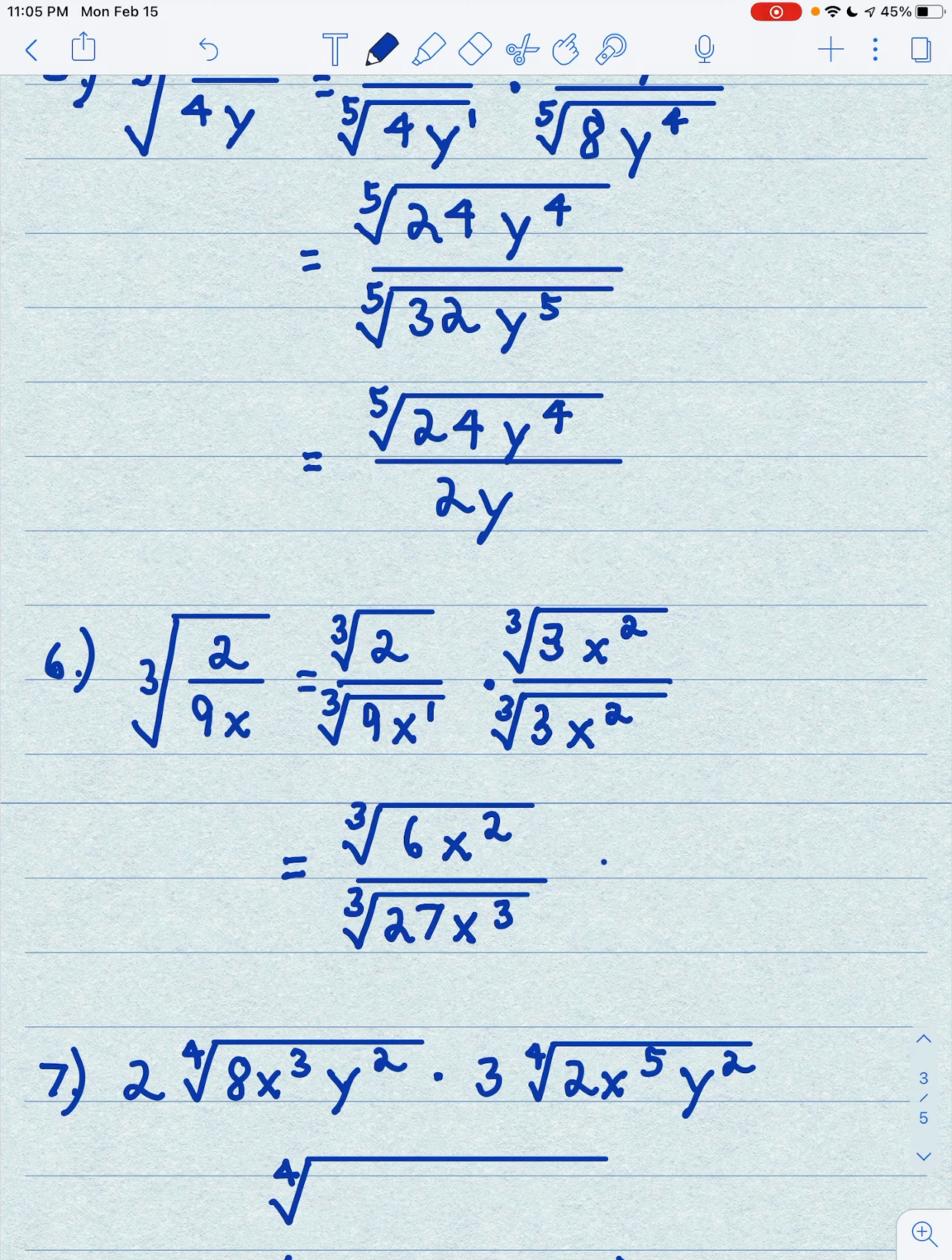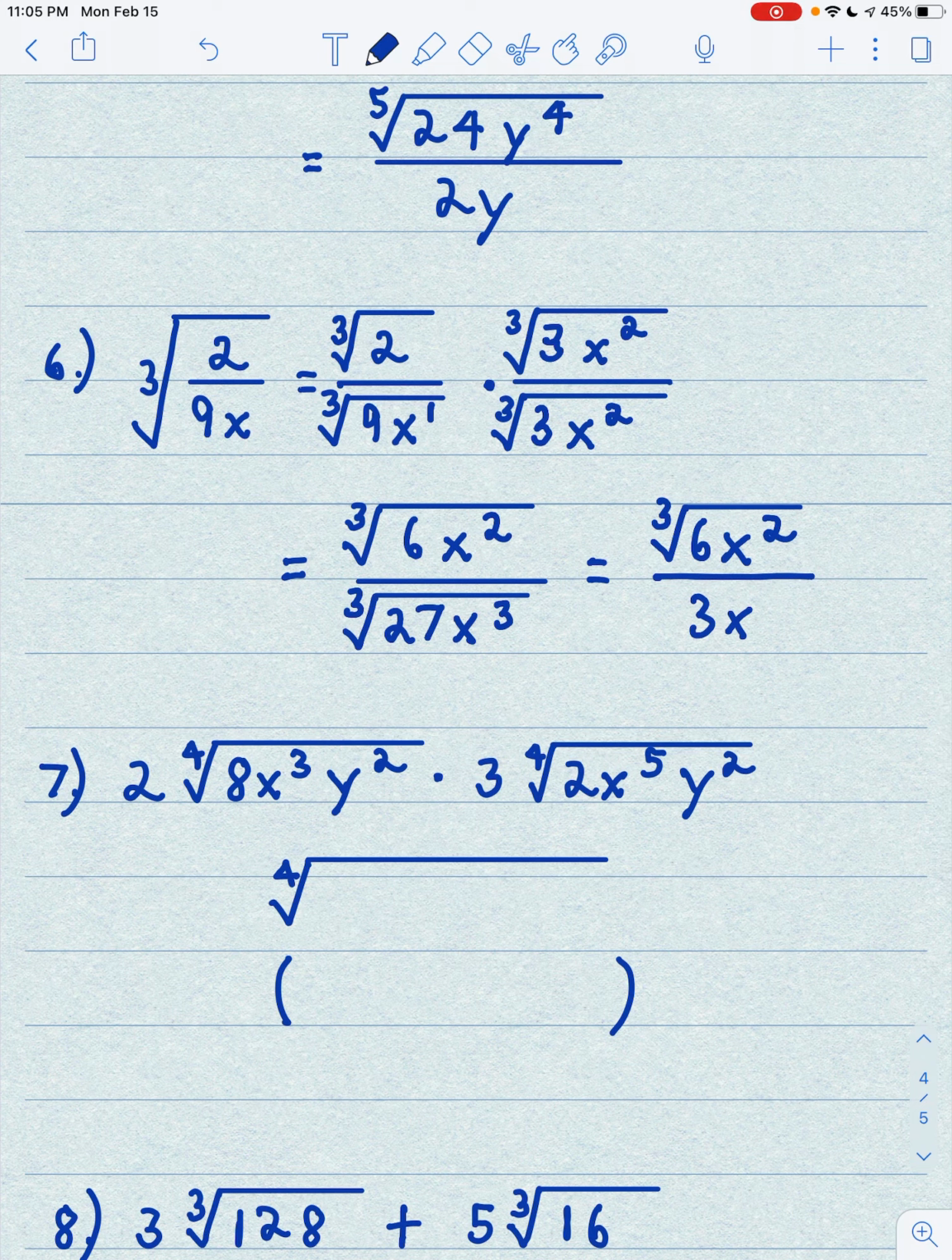Now I'm going to go horizontal here because I didn't leave myself room to go to the next line. But now we can see the denominator will become just 3x. The numerator, on the other hand, we cannot simplify. There are no perfect thirds in 6 or x squared. So we've got the cube root of 6x squared all over 3x.